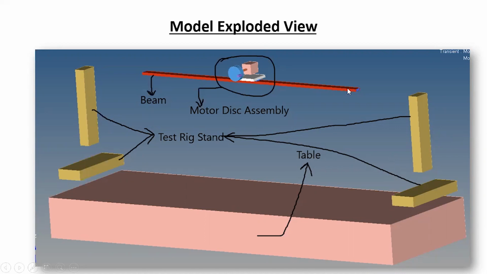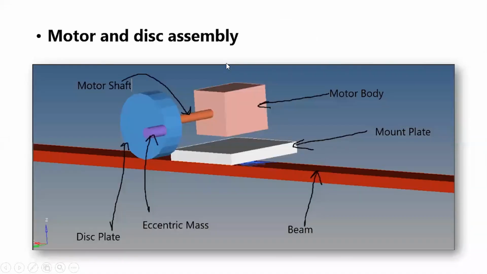This is the beam. And if you talk about the motor disc assembly, this whole assembly will be the source of vibrations. As you can see, this is the motor body. This is the mount plate with the help of which the motor will be mounted on this particular beam. This is the disc plate, which is connected to the output shaft of the motor, and on this disc plate lies the eccentric mass. Now, when the motor is switched on, this output shaft will rotate, and along with it the disc plate will rotate, and along with the disc plate, the eccentric mass will rotate. Obviously, because this will rotate, it will lead to some kind of vibrations on this particular beam.